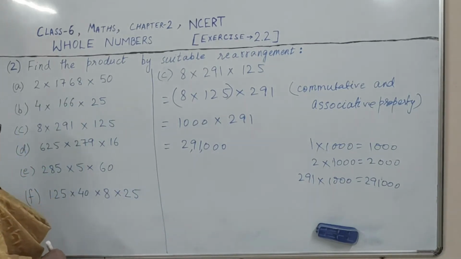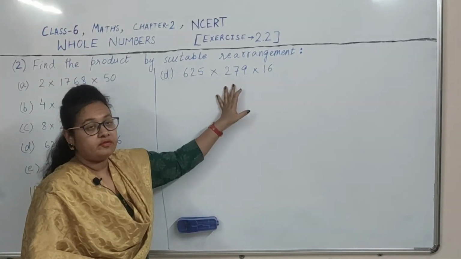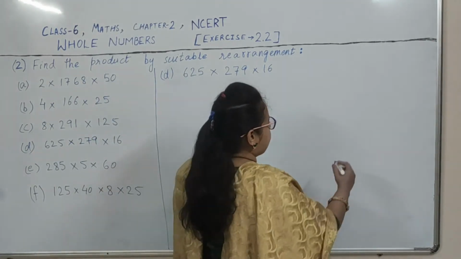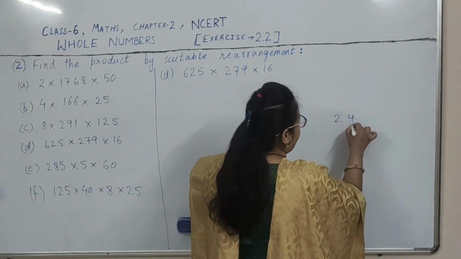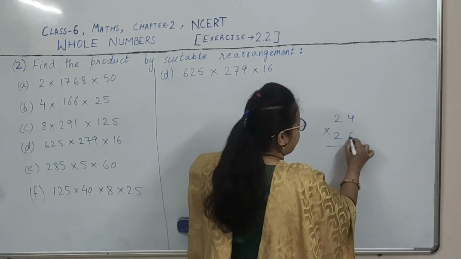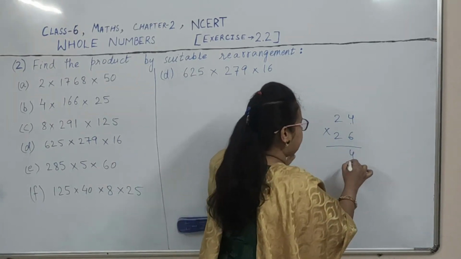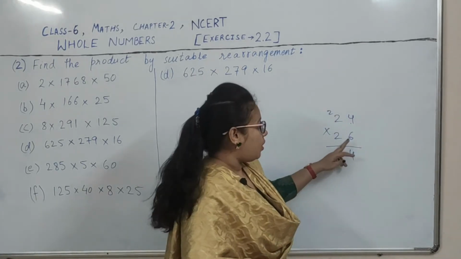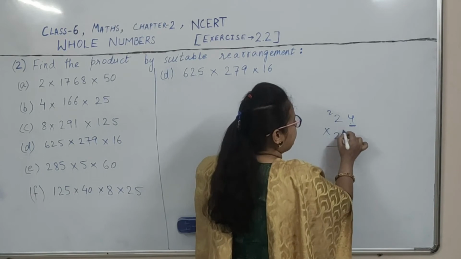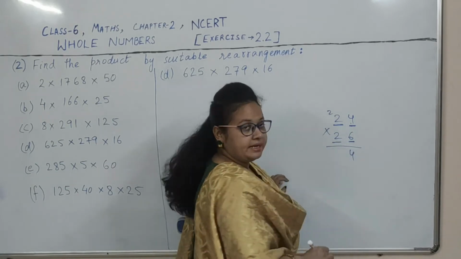Okay, so understood this. Now let us come to D part. In this question we have to find the product of these three given numbers. I will give you one small example. When we multiply any number, 24 into 26, what we do? We multiply these two numbers first, right? We first multiply the digit at units place. This is the digit at units place, and this is the digit at tens place.